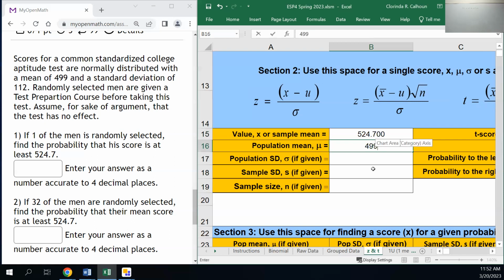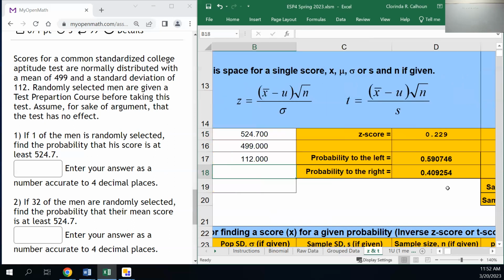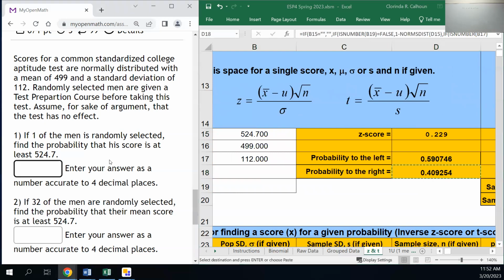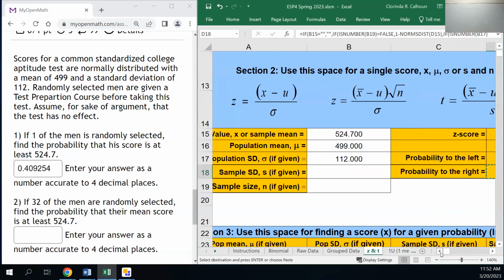Then you want your mean and standard deviation from above. So for part one, since it's not X bar, you do not need your sample size. You only need your sample size when it is X bar. So this is dealing with X. Make sure you have your probability to the right.